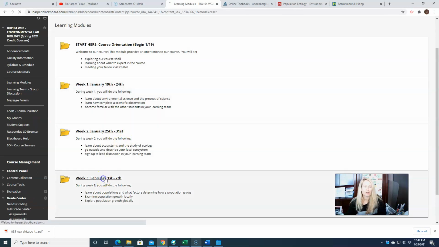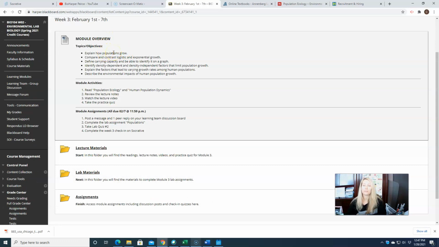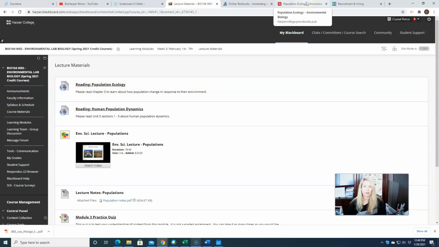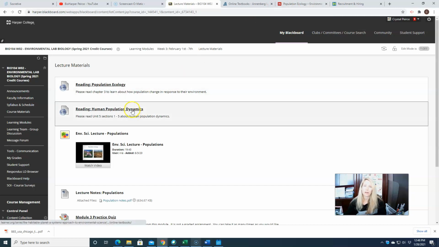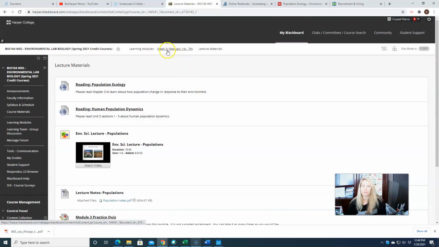Back to our learning modules. So here we are again. We're going to talk about two similarly related topics, but we're going to split them up a little bit. So in the lecture materials this week, you'll notice that I have 2 separate readings. I have the reading from our environmental science book that we've been using, but I also have an additional reading here that is specific to human populations. Lecture and lecture notes, practice quizzes. I see a lot of you are taking advantage of those practice quizzes and doing those each week. That's fantastic. It's a good way to make sure that you understand the content. And remember, it doesn't count towards your grade, so it's purely a way for you to see what you know.